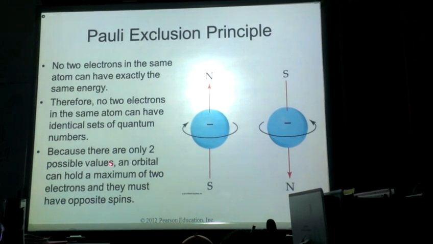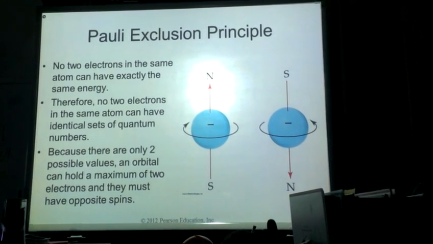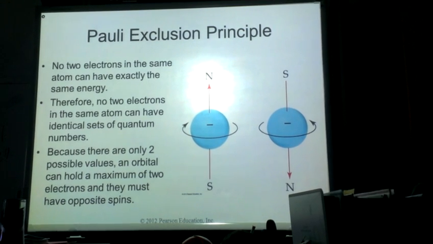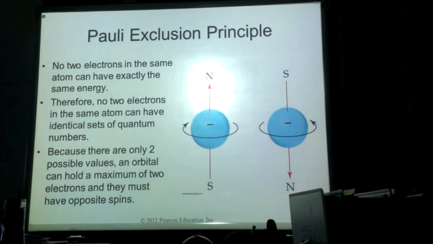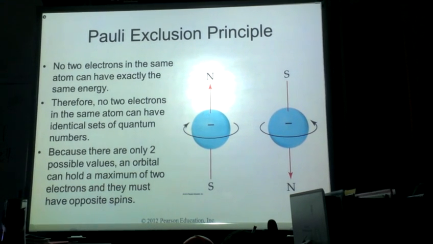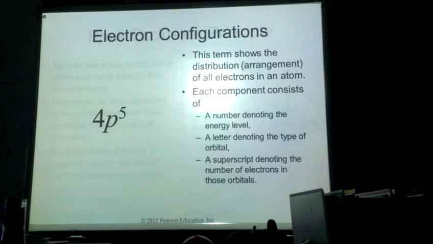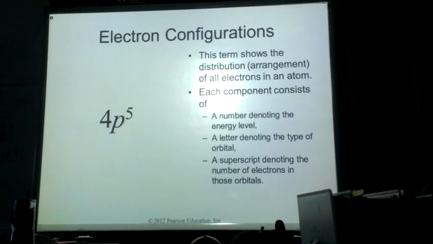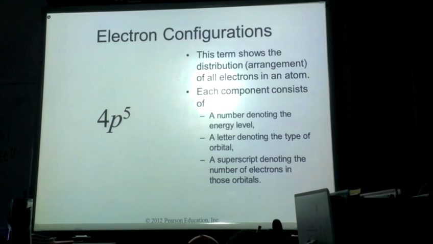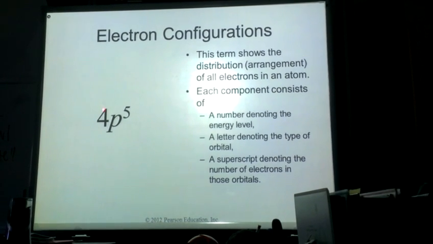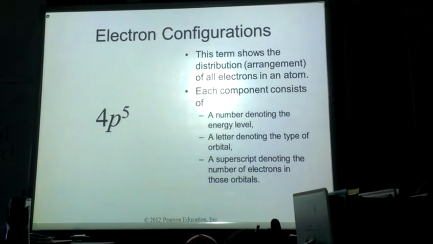Because there are only two possible values, an orbital can hold a maximum of 2 electrons. So I could have a positive 1/2 or a negative 1/2, and they have to have opposite spins. So the Pauli exclusion principle is really stating that an orbital can hold a maximum of 2 electrons, and those electrons must have opposite spins.